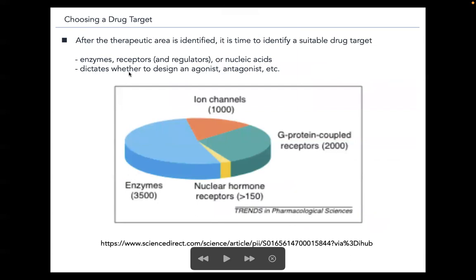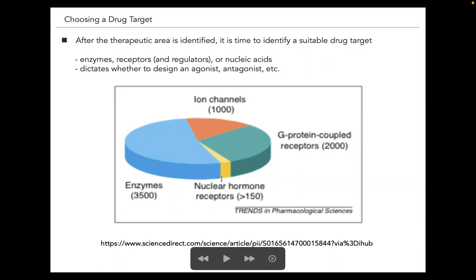Yeah, so one of the key aspects to this is going to be choosing a drug target. After the therapeutic area is identified, it's time to identify a suitable drug target. If you look at the pie chart down here, you'll see that enzymes are obviously a really huge target. Then you have the G protein coupled receptors, sitting in the 2000 range, ion channels, and then nuclear hormone receptors.